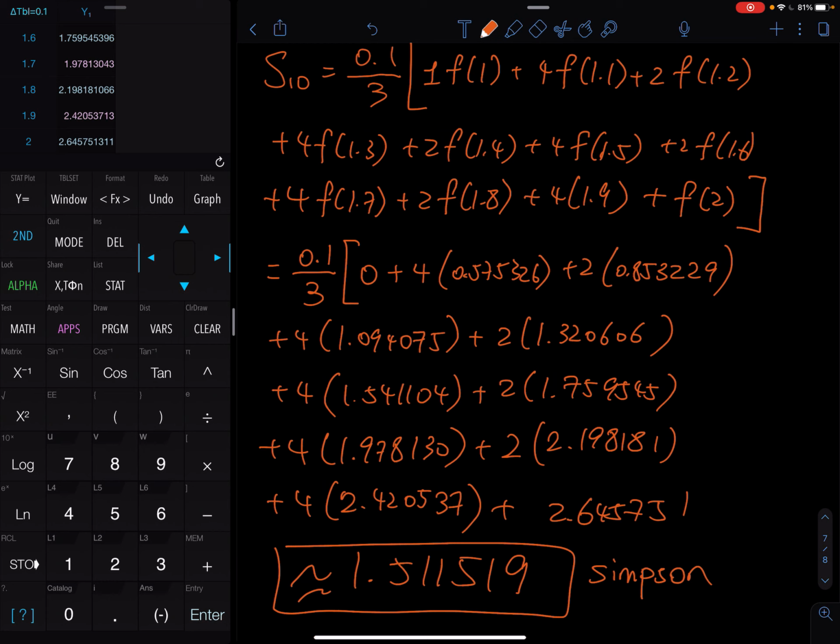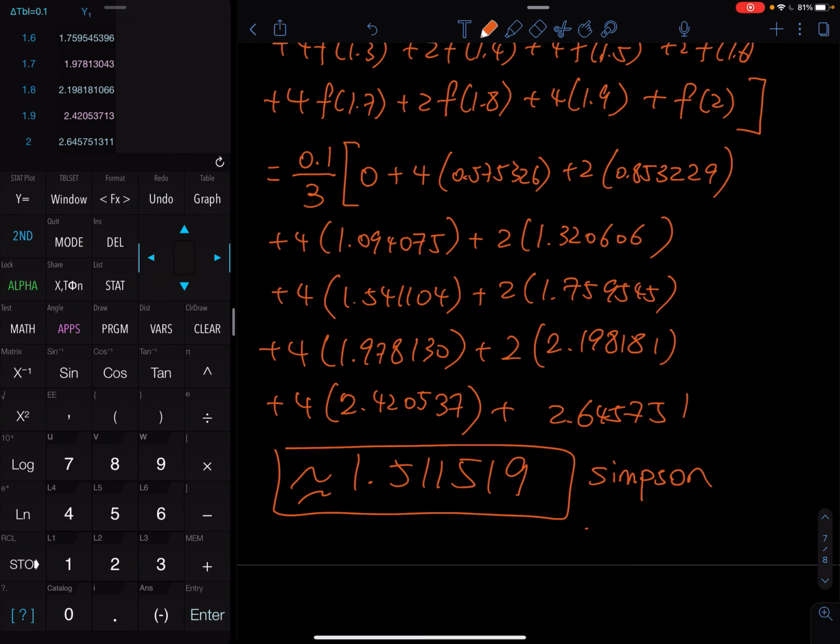And then what did we get for the trapezoid? So for the trapezoid, we have 1.506361. So that is for the trapezoidal.